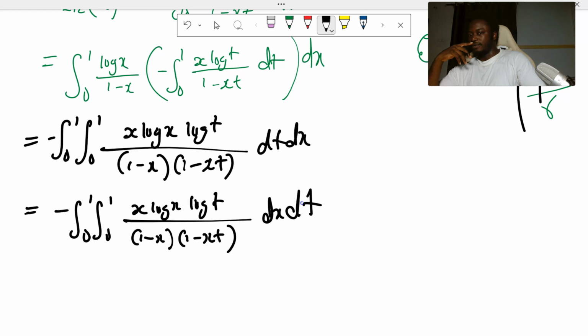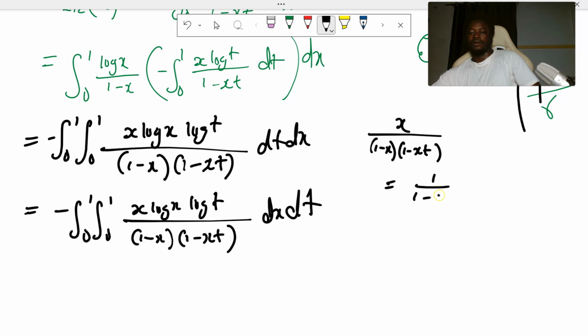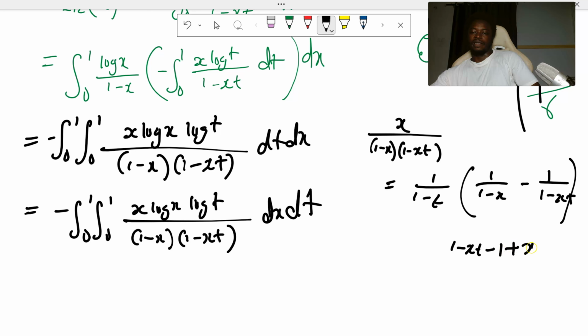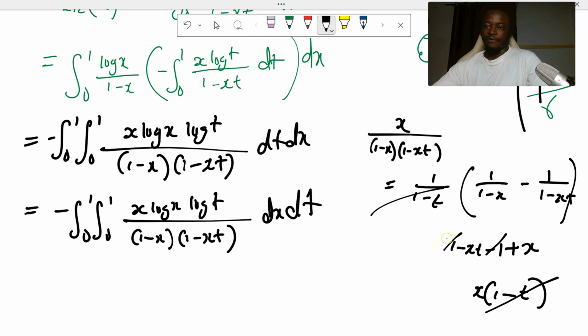Okay, now we will use partial fractions for x all divided by 1 minus x and 1 minus xt, and we claim that this equals 1 over 1 minus t times 1 over 1 minus x minus 1 over 1 minus xt. This is not too hard to prove, because if you multiply the top, you get 1 minus xt minus 1 plus x. So they cancel out and you get x times 1 minus t. You see that this 1 minus t and 1 minus t cancel out, and that simplifies everything.